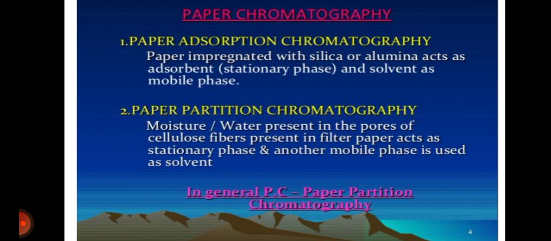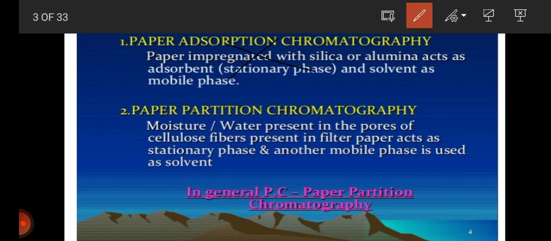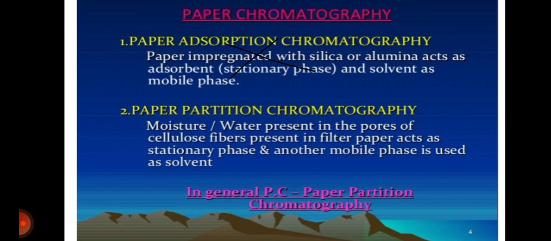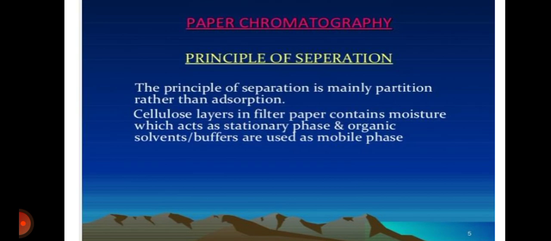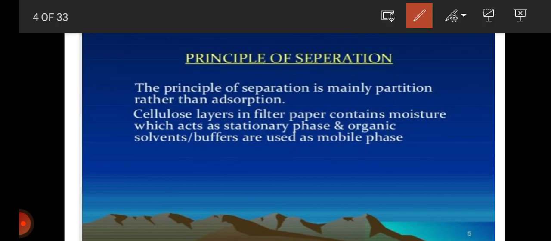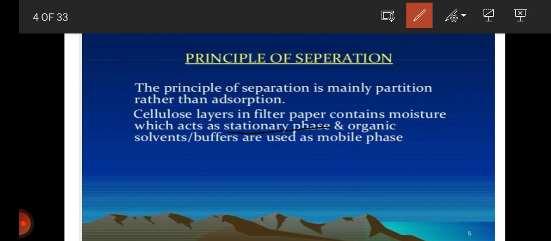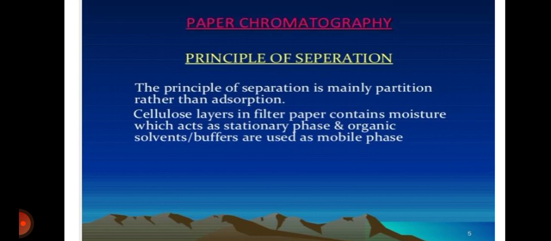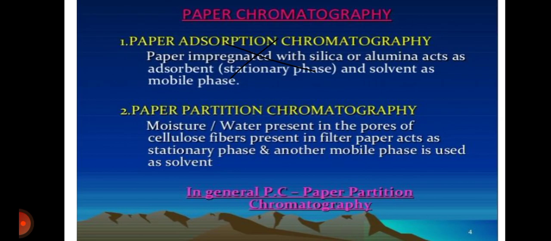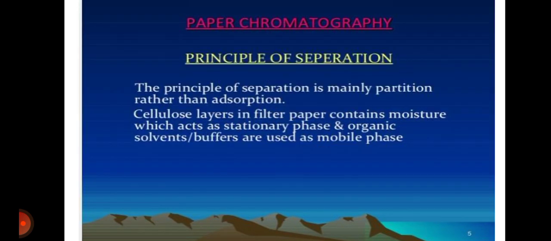So these are the two types of paper chromatography technique, out of which we mostly do not use paper adsorption chromatography; we mostly use paper partition chromatography. Paper chromatography works on the principle of partition rather than adsorption. As I said, the cellulose fibers in filter paper contain moisture, which acts like a stationary phase, and the organic solvents or buffers act like a mobile phase. That is the principle of separation. So this is the introduction and principle of paper chromatography.